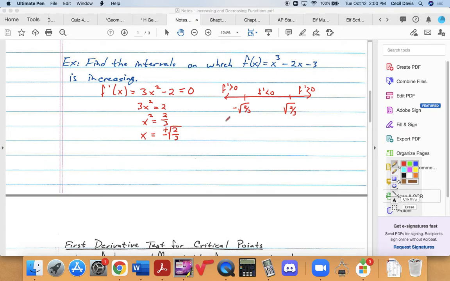Okay? So where is this function increasing? Well, on the interval from negative infinity up to and including negative square root of 2/3. And starting at the square root of 2/3 to infinity.